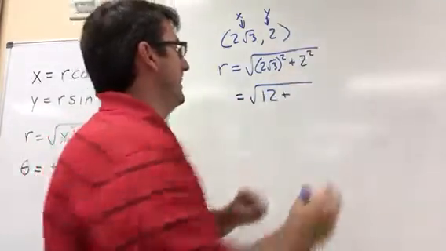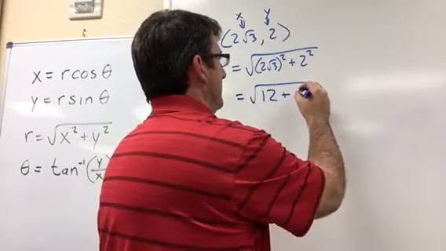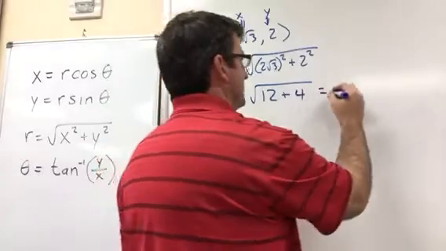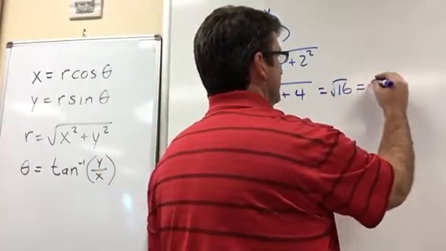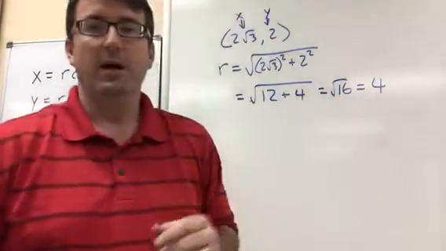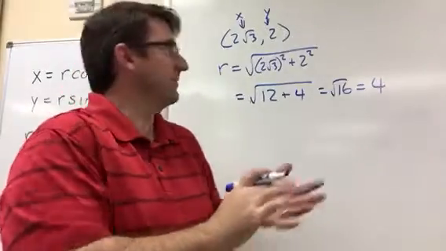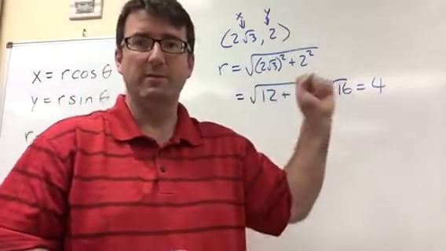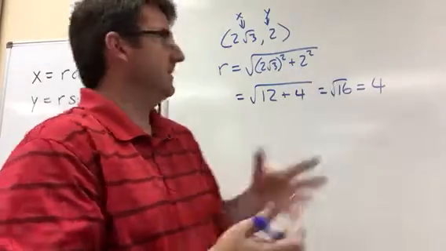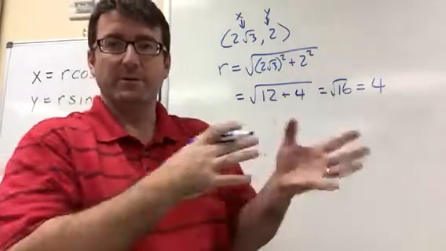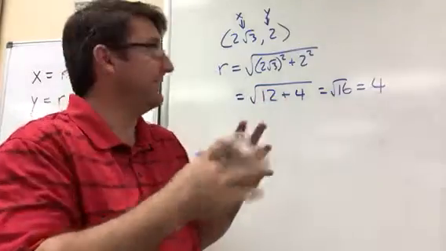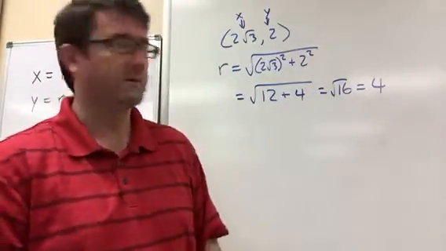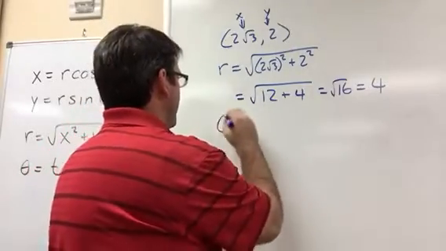plus 2 squared is 4. And so that's the square root of 16, which is 4. Plus or minus 4, but we're just going to let our r always be positive. And then when we figure out our theta, we'll make sure that we get the theta that puts us in the right quadrant.